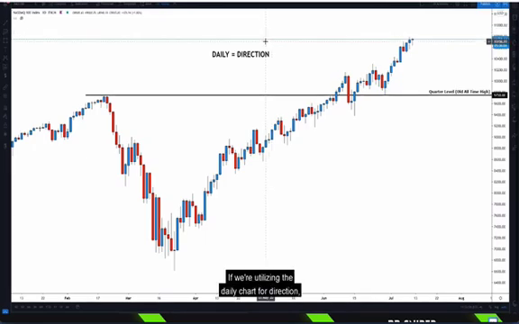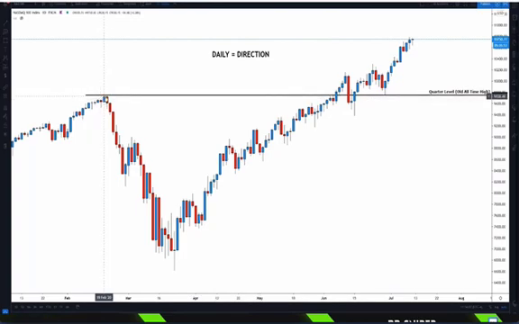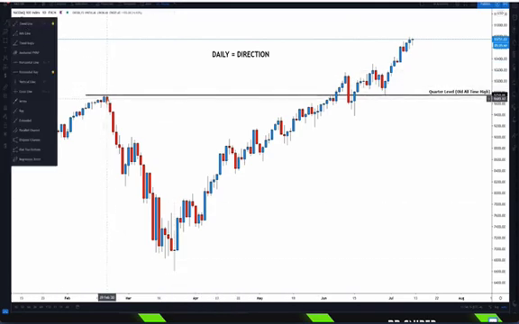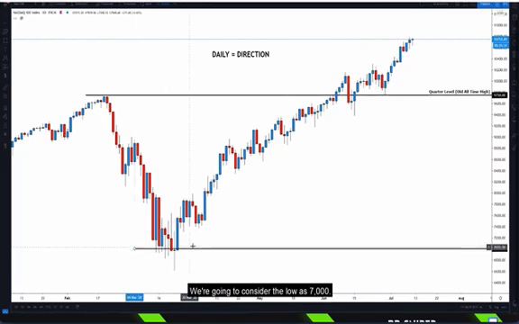If we're utilizing the daily chart for direction, what we're going to first do is come all the way back to that movement that happened from the old all-time high to the low of the sell-off. So we've got the high marked up. We're going to consider the low as 7,000.